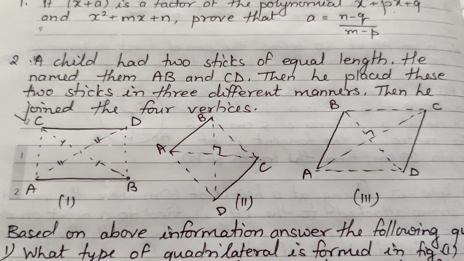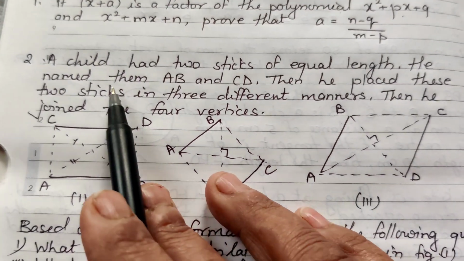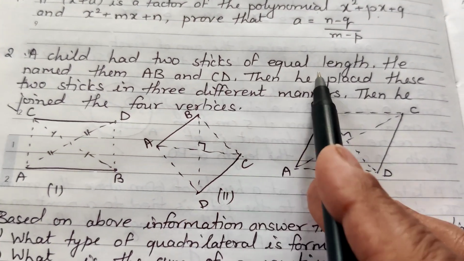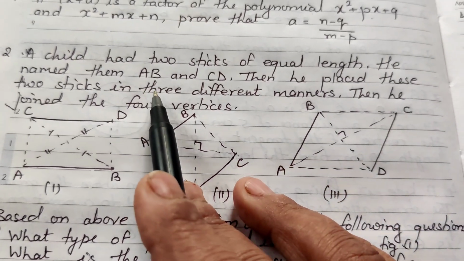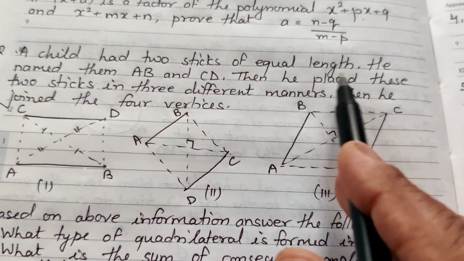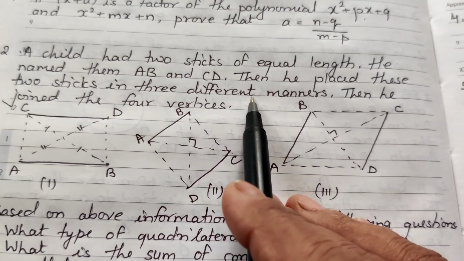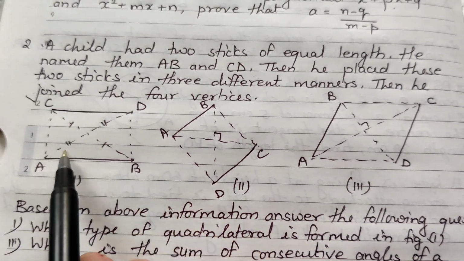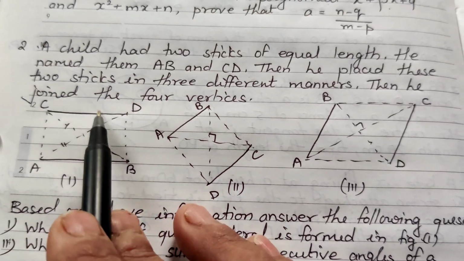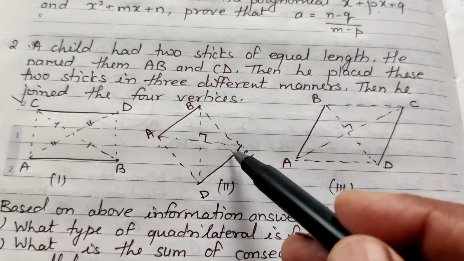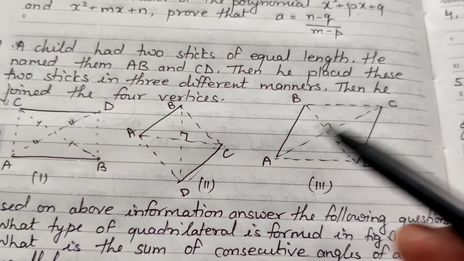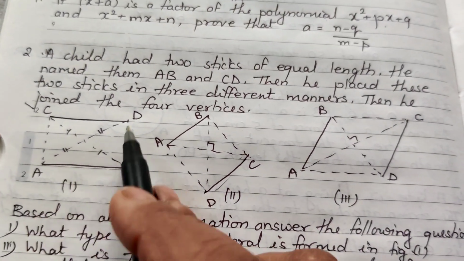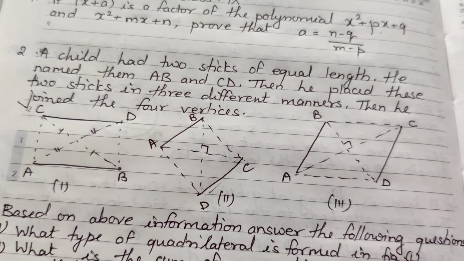The question number 2 is a case-based question. A child had 2 sticks of equal length. He named them AB and CD. Then he placed these 2 sticks in 3 different manners. Then he joined the 4 vertices. First we put like this, in second and third. These are the 3 figures, and join the vertices by dotted line.